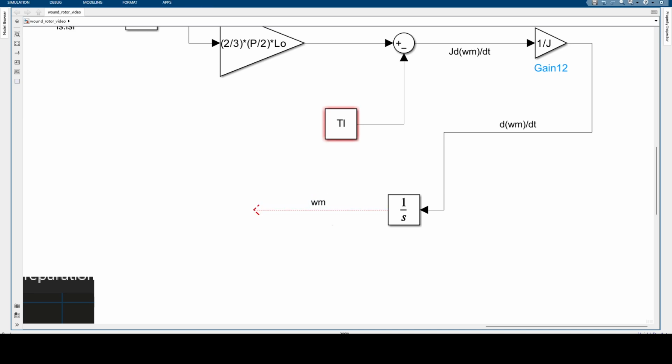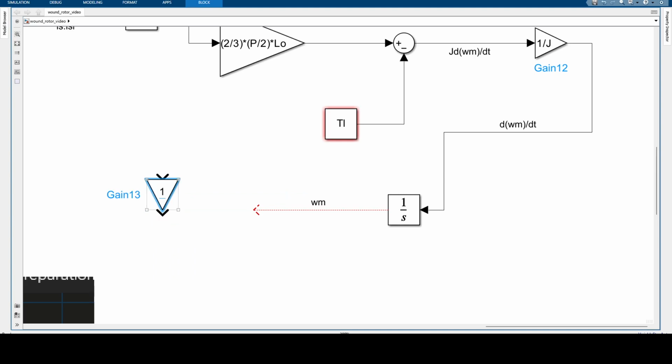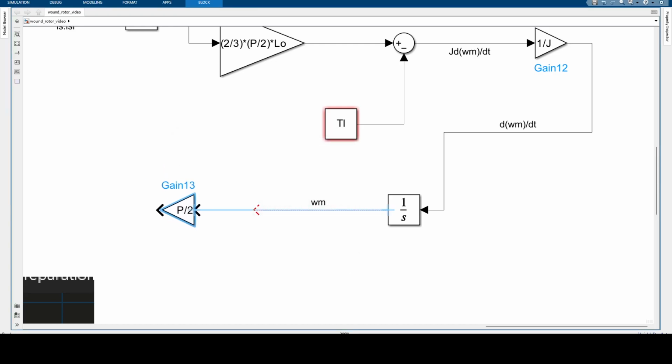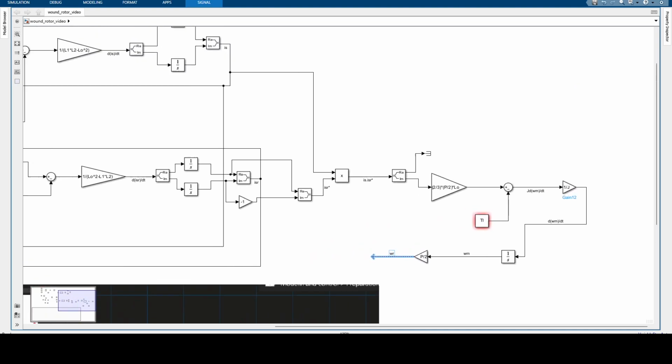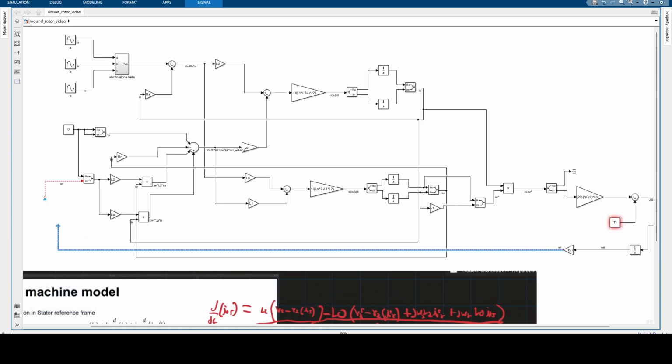Now this is our speed, our mechanical speed, and to turn this into our electrical speed we just multiply by the number of poles over 2. So this is our speed in mechanical, and this is our omega r, our speed in electrical. And which term needed our omega r? We have it over here, all the way over here.